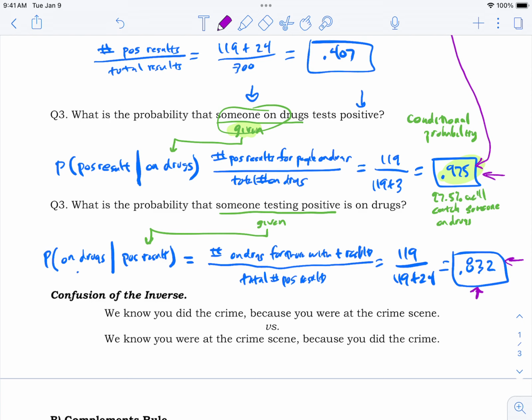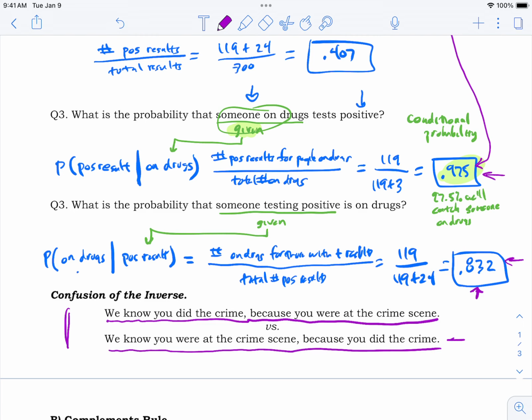Now, down here I have a sort of trivial example that I hope will drive home what exactly we mean by confusion of the inverse. Compare these two statements. We know you did the crime. Why? Well, you were right there at the crime scene. Okay, that might come up in a court. Compare that to the sentence which is written in the opposite direction. We know you were at the crime scene because you did the crime.